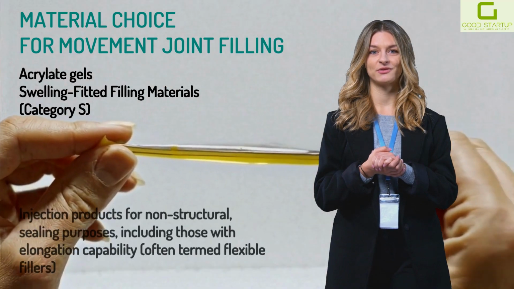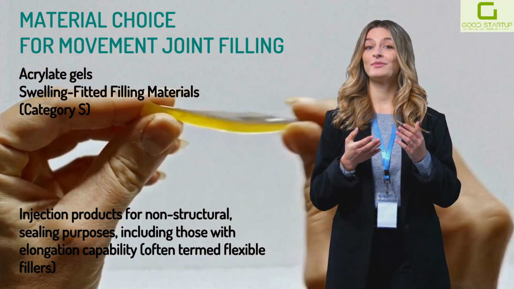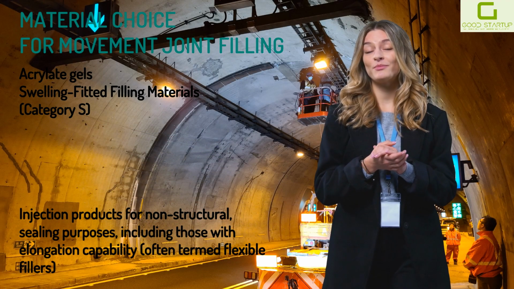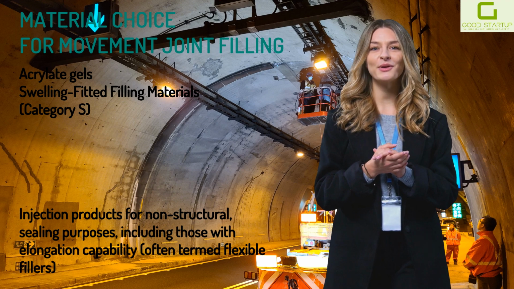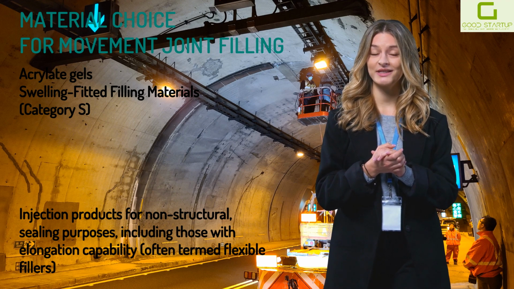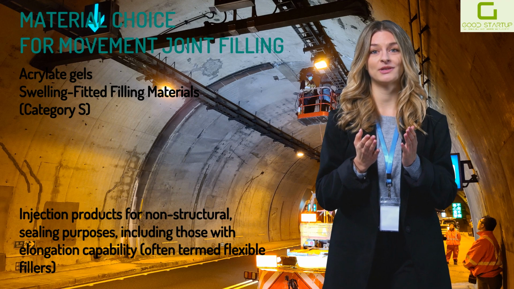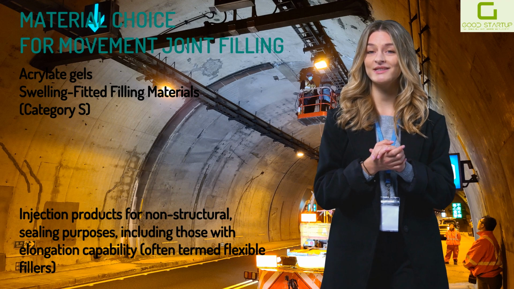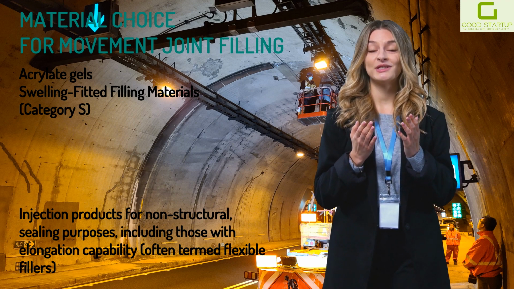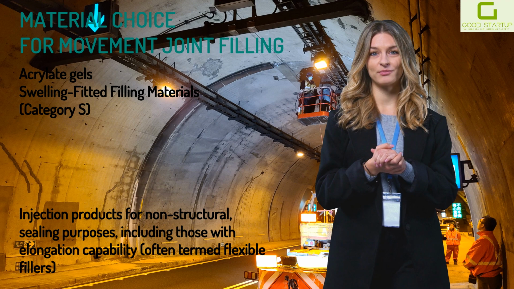The materials used to fill movement joints must remain flexible or accommodating of movement once cured. Rigid resins like standard epoxies are generally unsuitable here. They would create a stiff plug that could crack or debond when the joint opens or shifts. Instead, elastic injection resins and swelling materials are the preferred choice for movement joints.